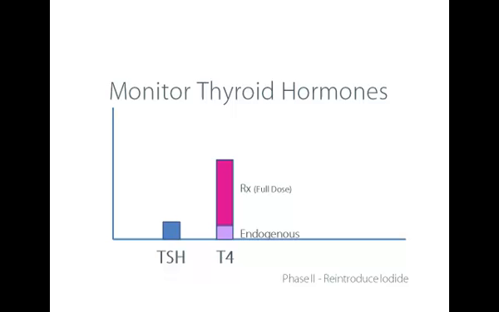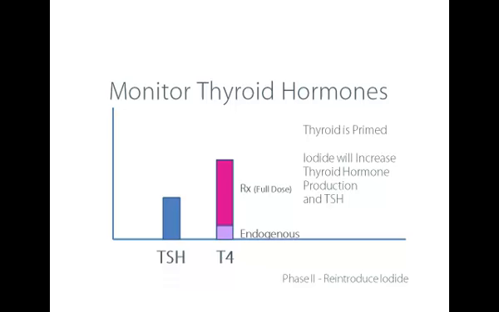Antibodies are down. The person's on the full dose of the thyroid prescription, there is some TSH being produced and a little bit of endogenous thyroid hormones also being produced. The thyroid again is primed, and we increase iodide. So TSH increases from the iodide and iodine, and with that, even though the person's still on a full dose, their endogenous production of thyroid hormones will start to increase because of the increased TSH and because of the added iodide.